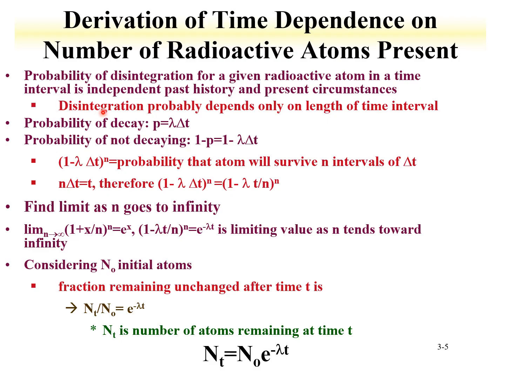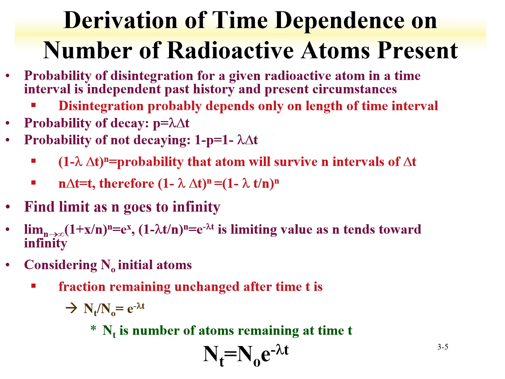So the probability of disintegration really only depends upon the length of the time interval that you're talking about. If the time interval is a half-life, the probability of a disintegration is 50%. So the probability of decay here is equal to the decay constant times whatever time interval we're looking at. The probability of it not decaying is 1 minus that, right? So 1 minus the decay constant times the time interval.